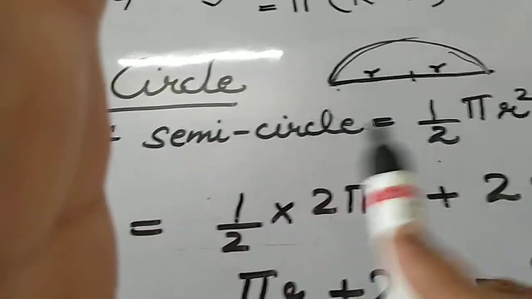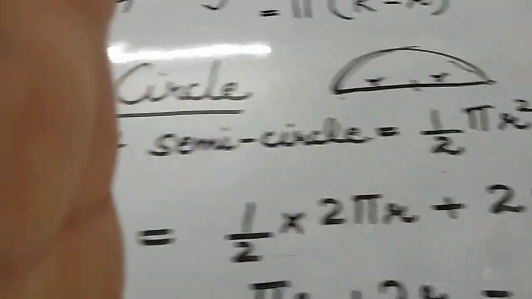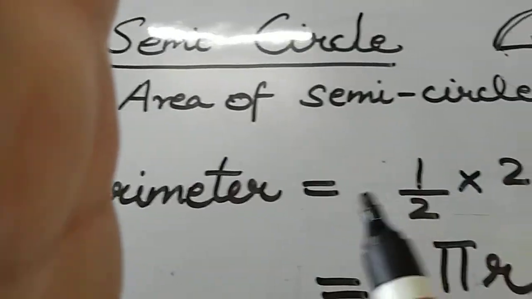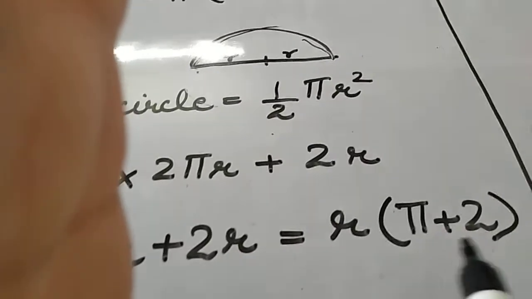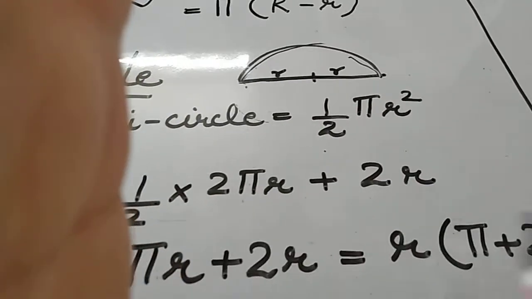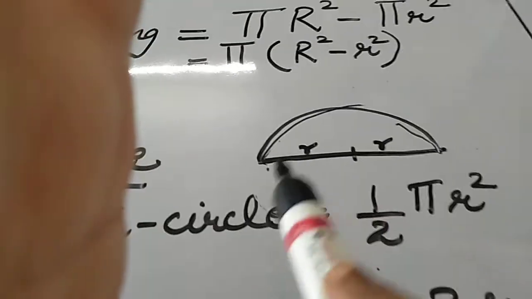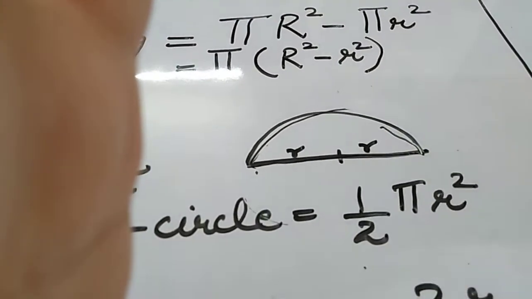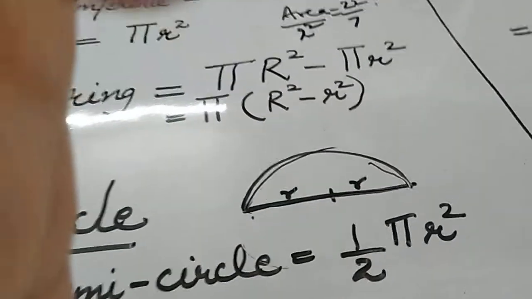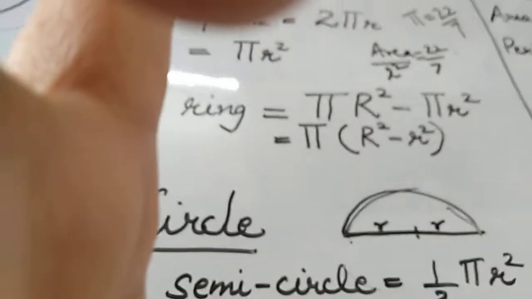Area of semicircle is half pi r square, whereas perimeter of a semicircle is equal to r into pi plus 2. How is it coming? Please, if you forget this formula, you should always know the logic, from where this formula is coming. Clear? Yes, children?